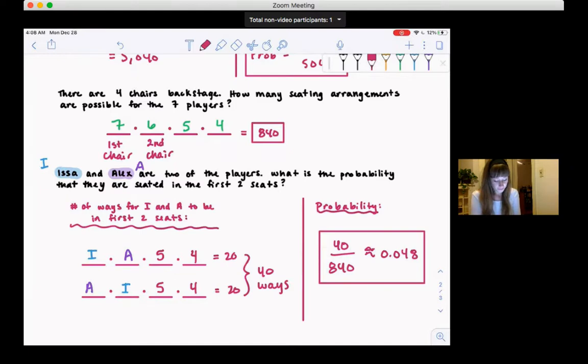Okay, so those are some examples of how you can use counting principles to count possible outcomes and to count the number of ways an event can occur. And the main idea here was to multiply by the number of choices available to you at each step.